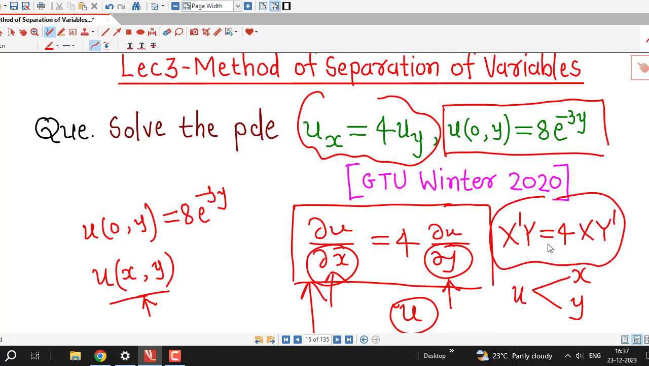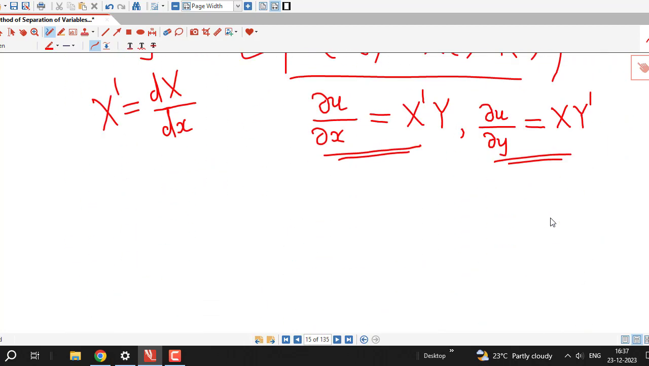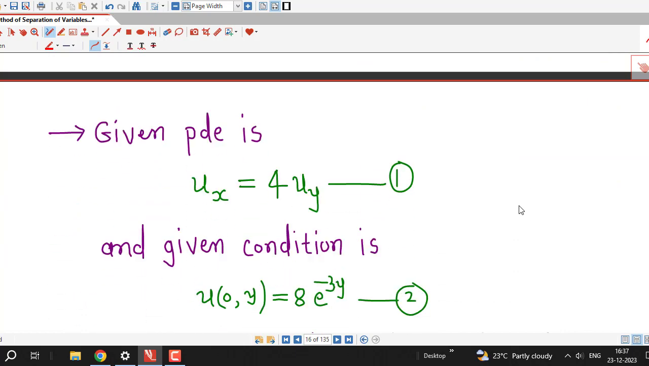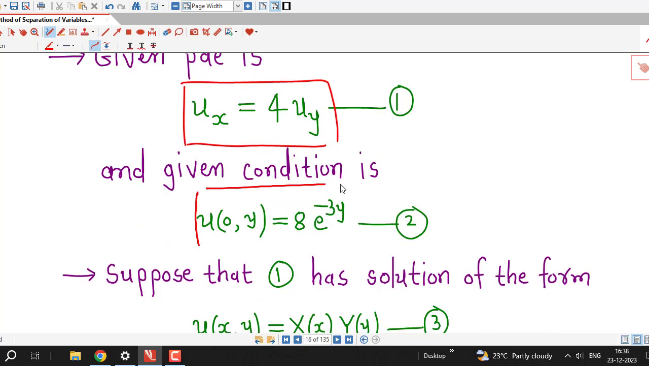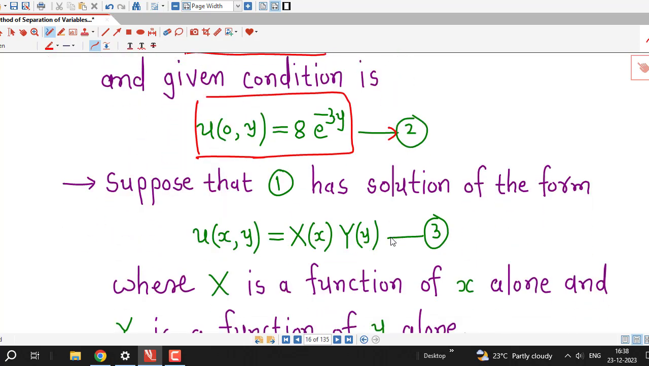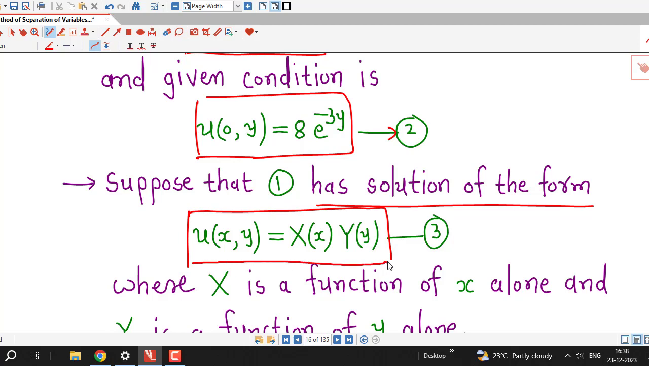In the next step we transfer this X on this side and this Y on this side. We can transfer 4 also. So we have to write all these things systematically, and I have written them here. This is the given partial differential equation. We are given one condition, which we have numbered 2. We start with the assumption that equation 1 has a solution which takes the product form. In the product we have written functions of x and y.